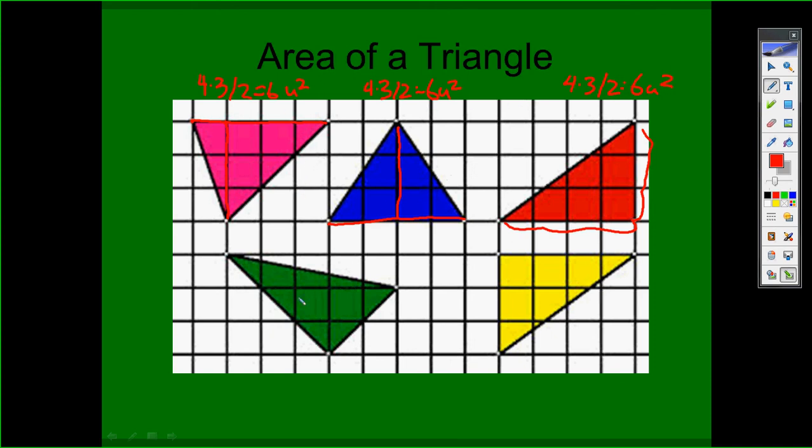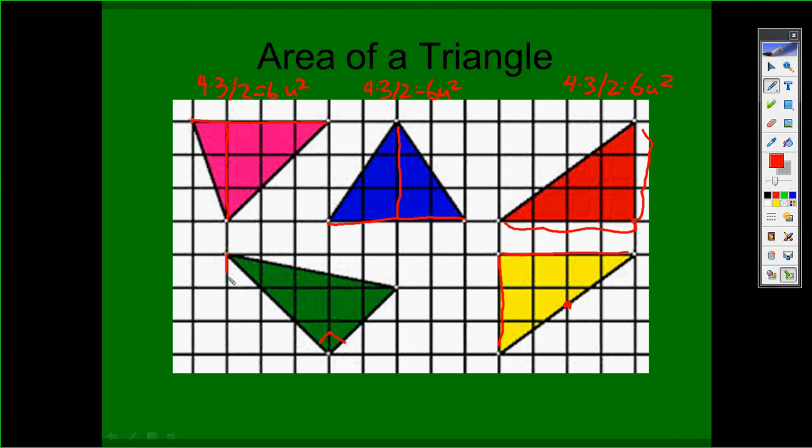I'm going to skip the green triangle for just a second and move down here to the yellow. And you'll notice the yellow is really the same triangle as the red. It's just been rotated 180 degrees about this point right here. And it's still 4 times 3 is 12 divided by 2 equals 6. If I look at this green triangle, my base and height are actually right here. And this becomes a much more challenging problem because these are actually longer than 1 unit.